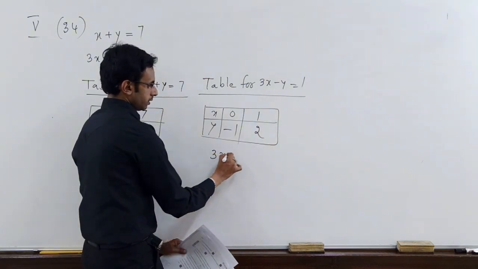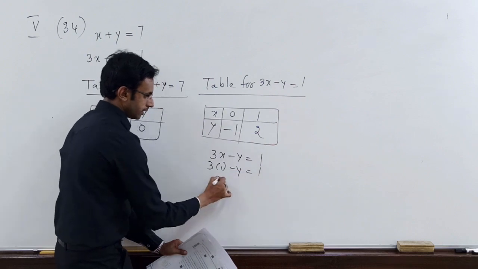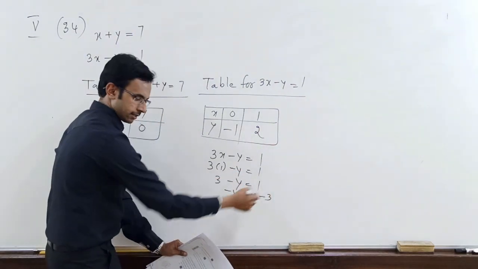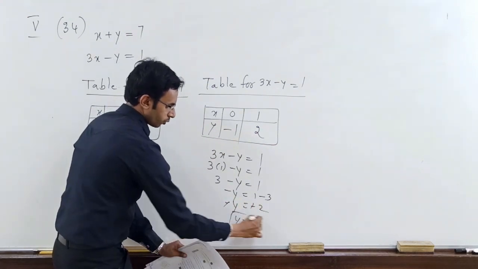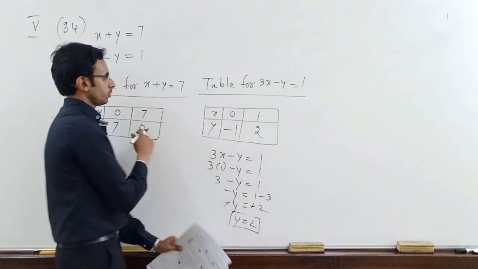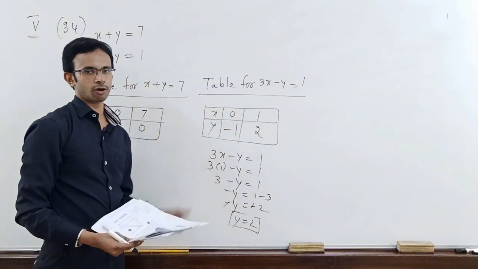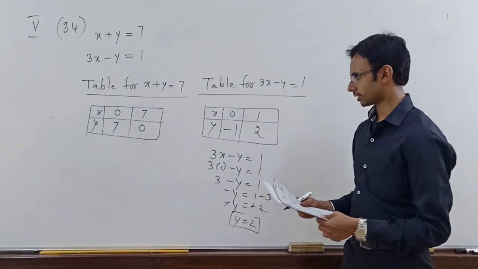What I mean is 3x minus y is equal to 1. If I take x as 1, you get 3 ones are 3, so minus y is equal to 1 minus 3, so minus y is equal to minus 2, minus minus cancels, so you get y is equal to 2. So if these two tables are prepared, you will get 2 marks. And again, selection of x value is up to you. Any value you can take, as long as you are getting the correct answer, no objections.